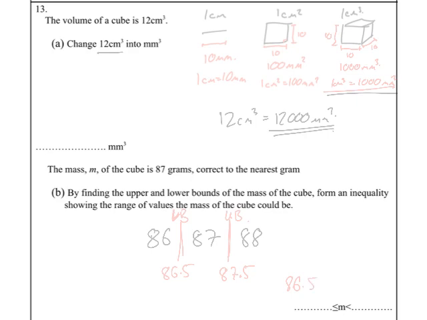Technically, you can state the upper bound as 87.49999 recurring. However, you do have to get that perfect. You have to have the recurring sign and everything. And why not just write it 0.5? It makes much more sense.